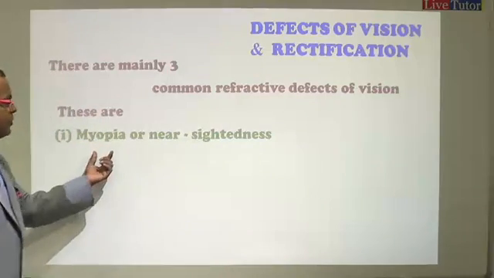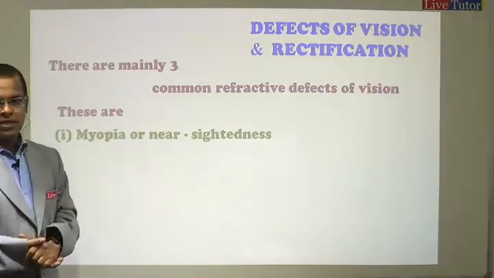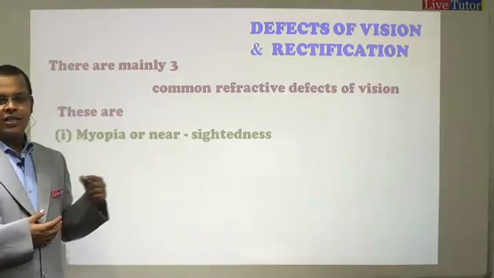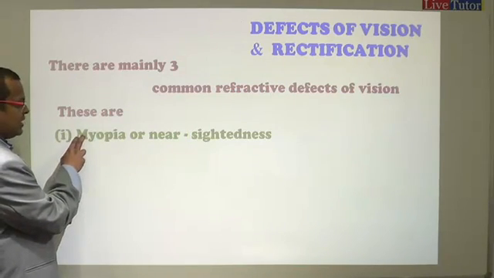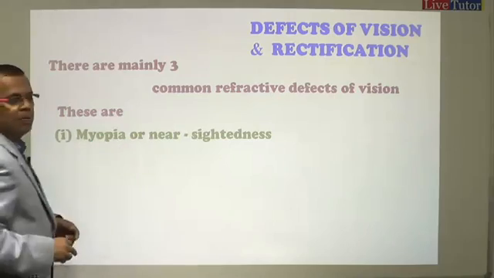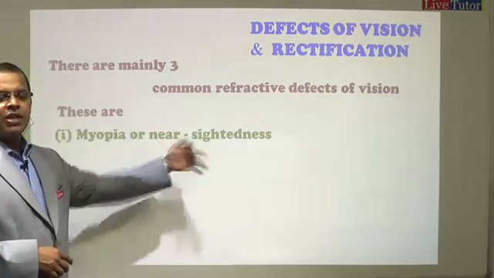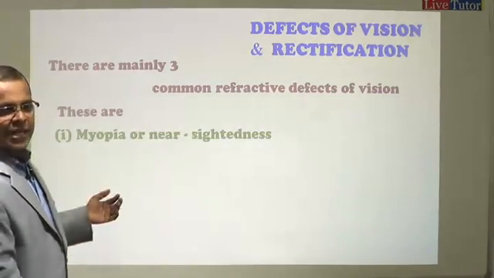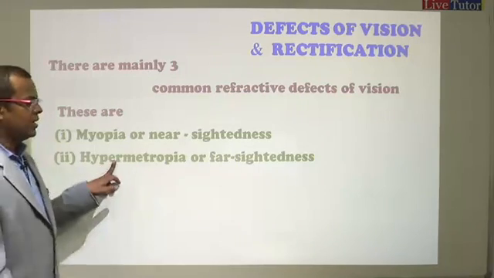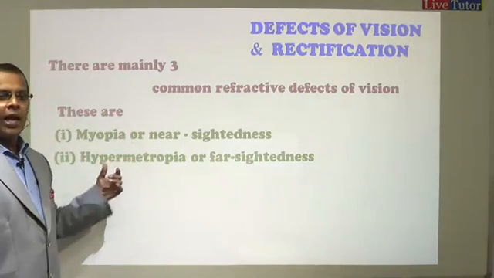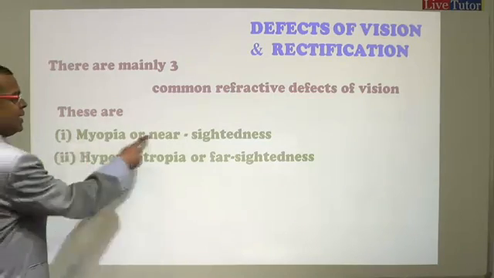The first one is myopia or nearsightedness. Very often we confuse this, so how to remember it? Just take the letters M and N. Myopia, and after M the next letter is N, so the next word is nearsightedness. In the exams they used to get confused, thinking myopia is farsightedness. So to remember, M and N, easy.